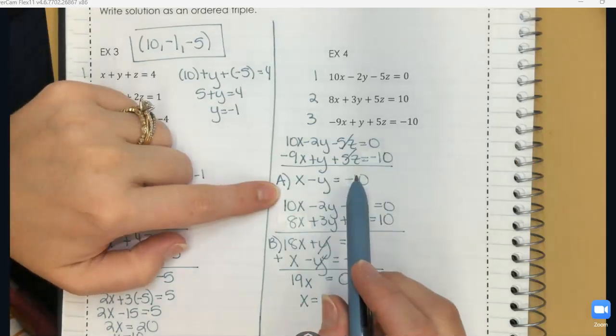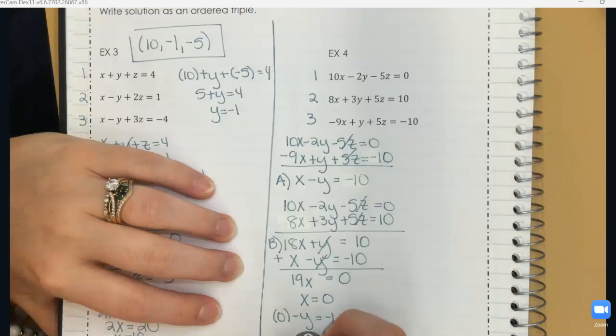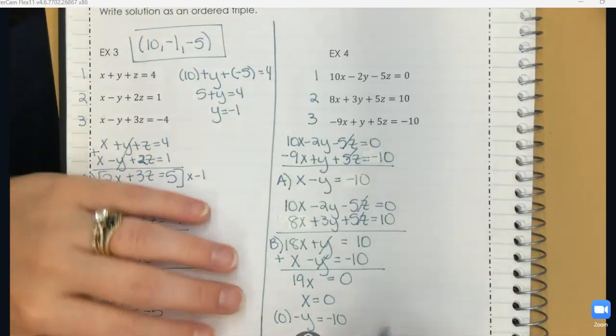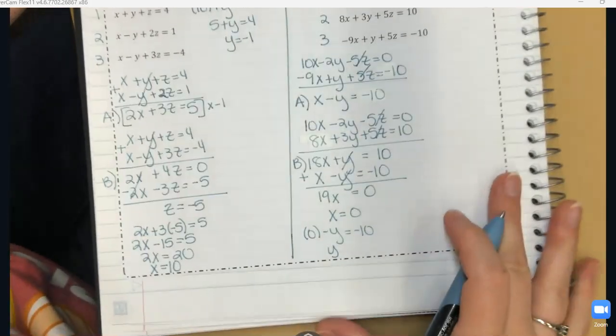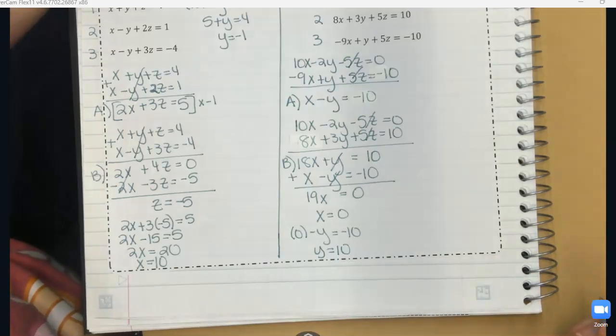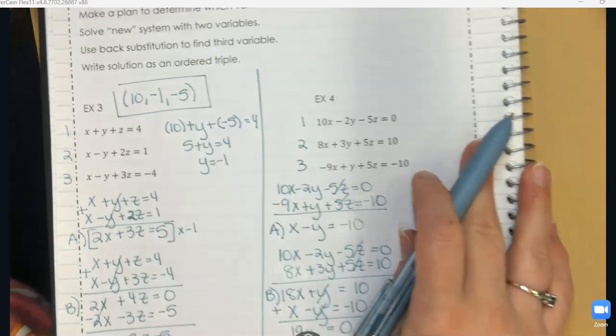I'm going to go back to A. So 0 minus y equals negative 10. Well, that means that if negative y is negative 10, dividing both of those by negative 1 will show me that y is positive 10. And now that I know x and I know y, I need to plug back into one of my first equations to solve for z.